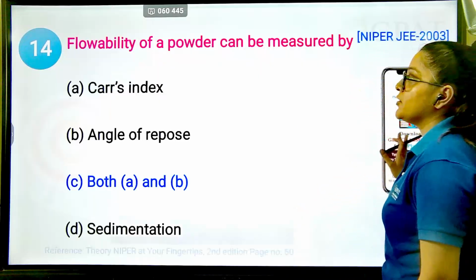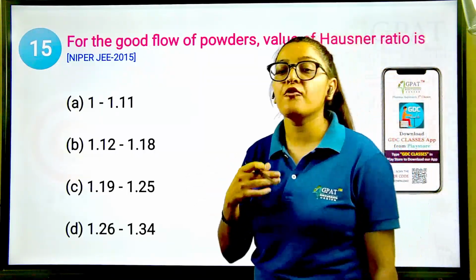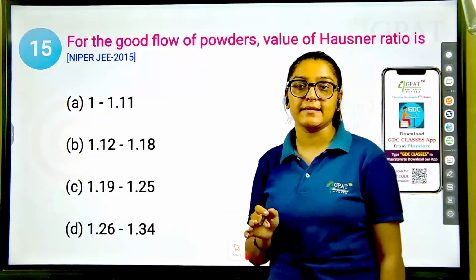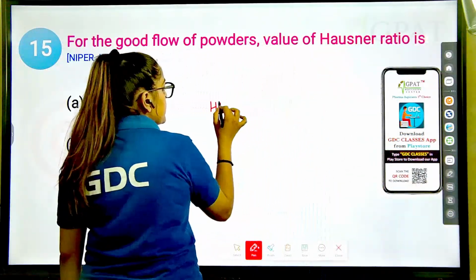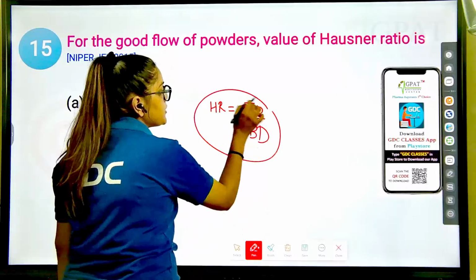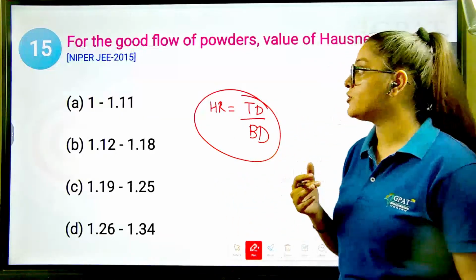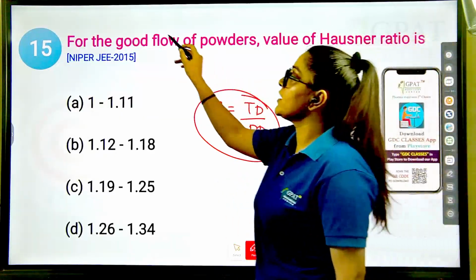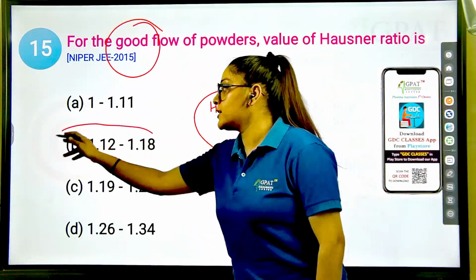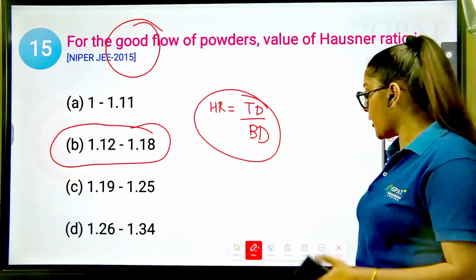Good. Next question. For the good flow of powders, the Hausner ratio, just like the Kar's index, is also categorized, right? So Hausner ratio is tap density upon bulk density. Similar to the Kar's index, the flow is categorized based on the value of the Hausner ratio for the particular powder. They are asking about the good flow, so for a powder to have a good flow, generally it will be in the range of 1.12 to 1.18. Right, option B is correct.